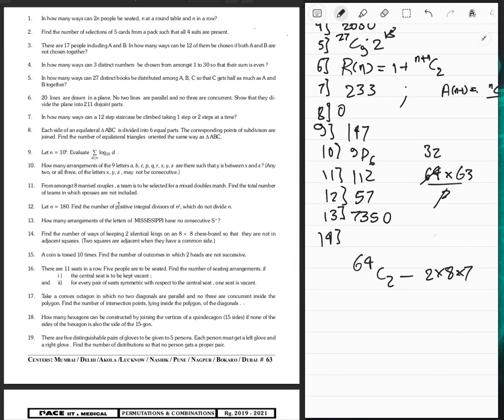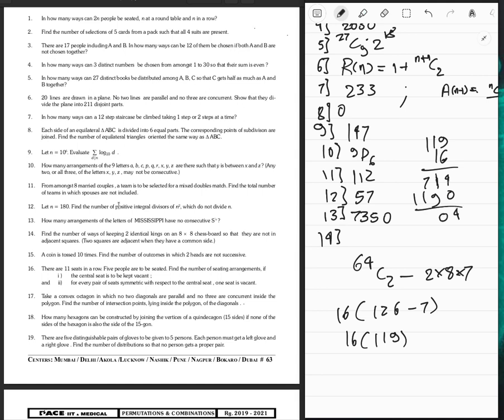Okay, let's take some stuff common. You can take 16 common. 16 times, well, this is 2 times this, just 126 minus 7. Is that right? Hopefully. This is 119. Oh god. Just like 7. 1904. Next question. 15th.